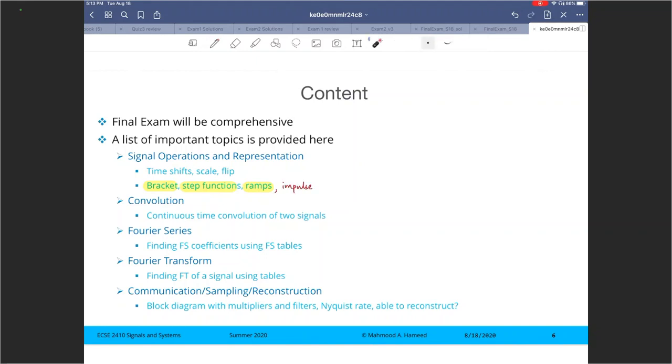So how do you represent those signals? Next, can you do these set of operations in the recommended order, or if you want to change the order of operations, then you'll have to keep track of the time shift. The time shift will become an advance instead of a delay if you change the order that was recommended. But doing time shift, scaling, and flipping operations, you should be familiar with that.